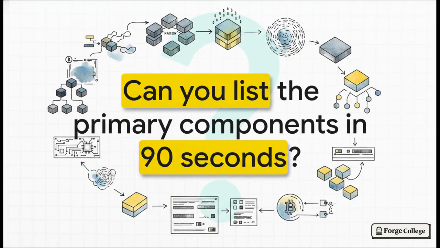Now, here is the ultimate test for your draft. Hand it over to a peer and ask them, spend 90 seconds looking at the diagram. Without any prior context, can you list the primary components? If their answers don't match your intentions, actually scratch that. If they think the transaction pool is a consensus mechanism, for example, then that right there is exactly where your blueprint needs iteration.